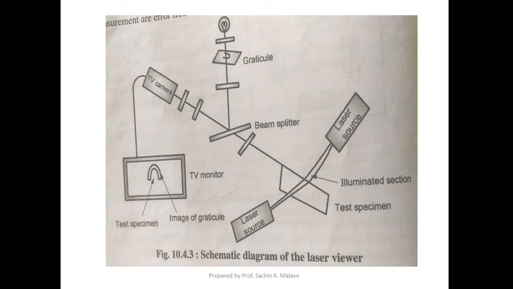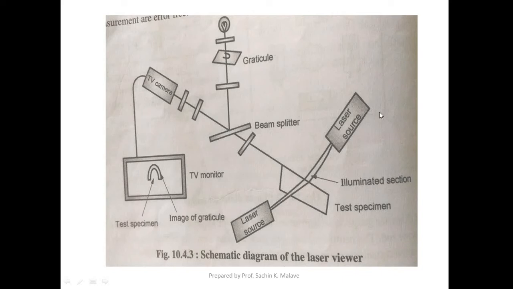As shown in the figure, the edge of the test piece is sharply marked by two beams of laser light. You can see these are the two beams of light. These two beams are the source of the light. Illumination is provided, and this is the test specimen. So edges are marked by these two laser sources.